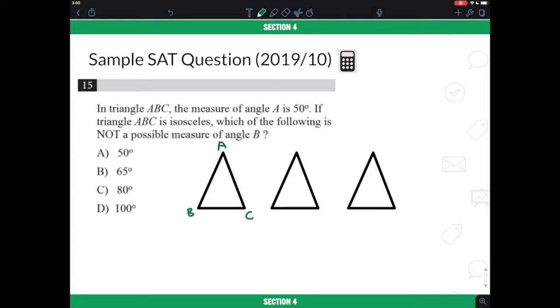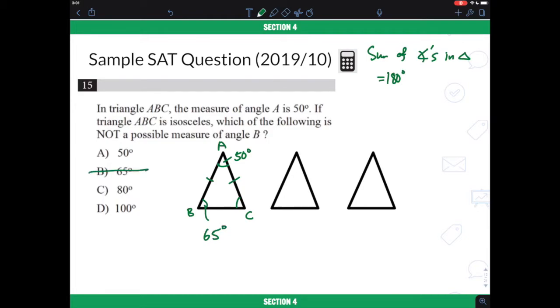So angle A is 50 degrees, assuming that these two sides are the equivalent sides. So we can calculate our base angles. They would be the same. Understanding that the sum of angles in a triangle is always 180 degrees, we can calculate that the total of these two angles would be 130. So you divide it by 2, and angle B would be 65 degrees. So 65 degrees could be the case.